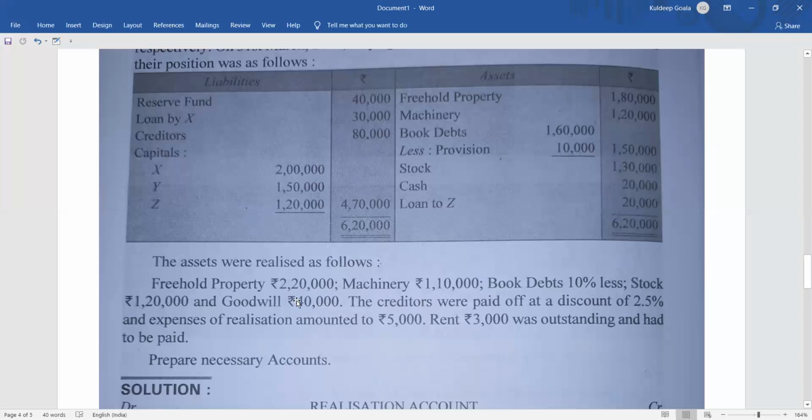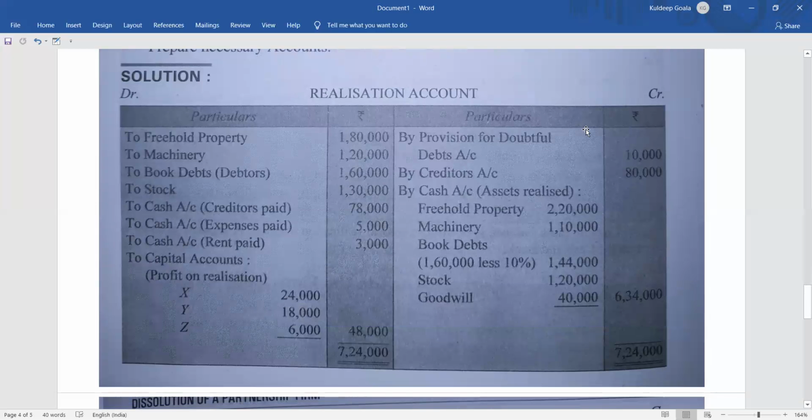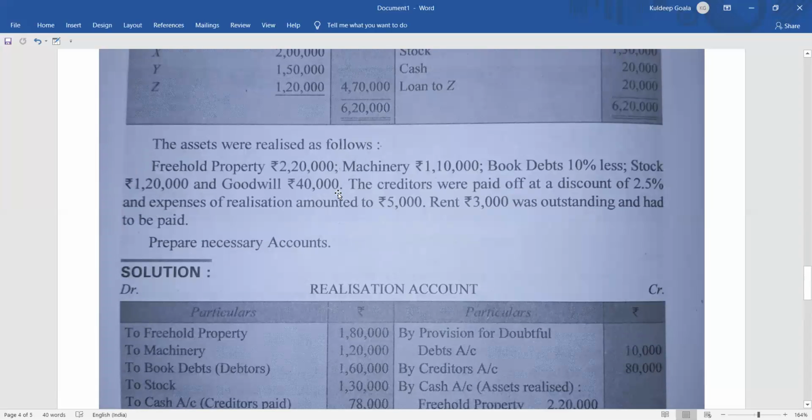Okay, cash account debit to realization account, because it's a gain for us, so realization will be credit. Gain for us, realization credit. So credit side of realization account, what will you write? By cash account, freehold premises 2,20,000, machinery 1,10,000, book debt, that is 10% less of 1,60,000, it is 1,44,000, stock it is 1,20,000, and goodwill it is 40,000. Okay, the total comes to 6,34,000. Fine. Up to here clear?